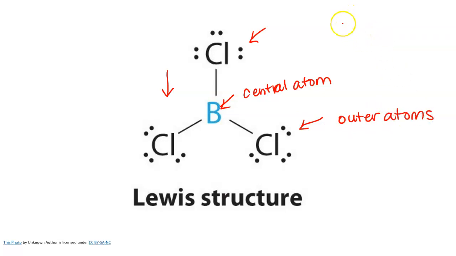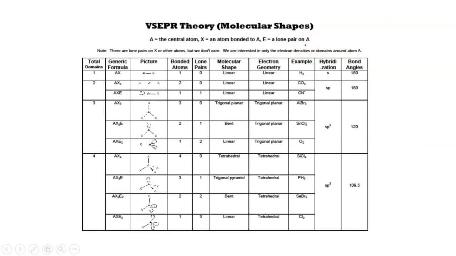And so we're going to talk about AXE notation, where A is going to be your central atom, X is going to be your outer atoms, and then your E is going to be lone pairs of electrons on your central atom. For this particular one, we have none. So let's go on to the next one where I can show you how to use this AXE notation.